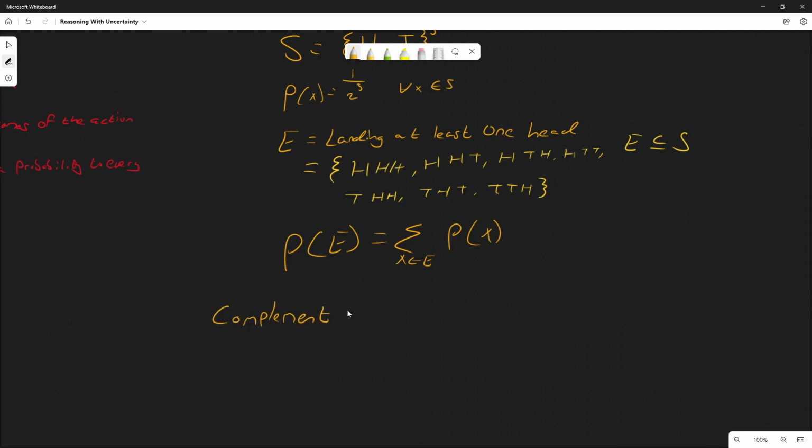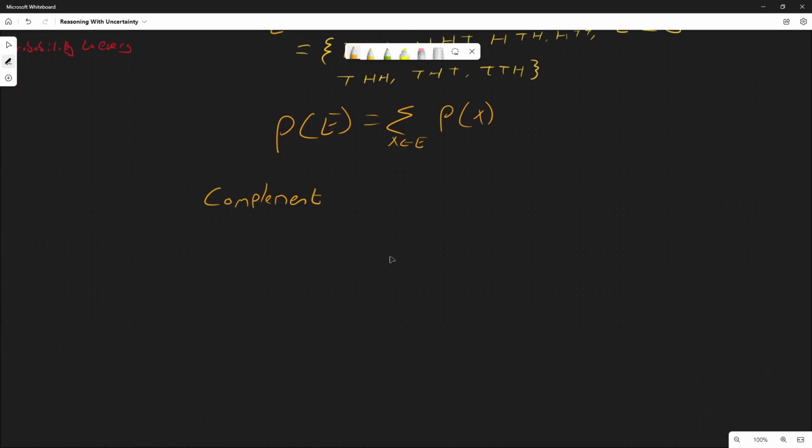This is the set theory complement. The set theory complement simply negates a set. So if you have a set that contains elements A, the complement of that set is the set of all elements apart from A. So if we want the probability of E, this is simply the same as saying 1, which is the sum of all probabilities, remember? Or in other words, the probability of S, minus the probability of not E, which is 1 minus the probability of not E.